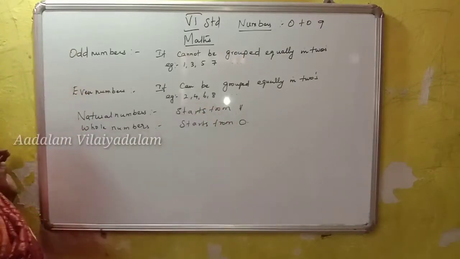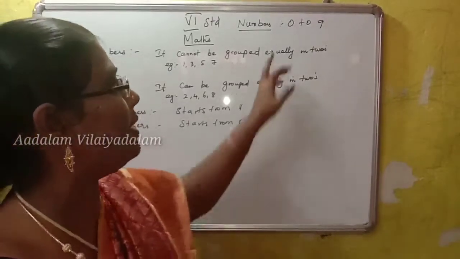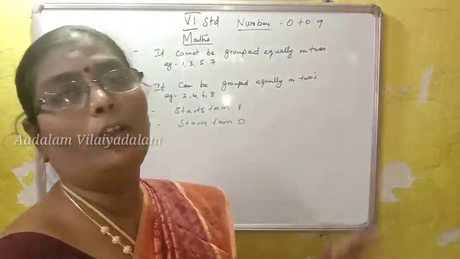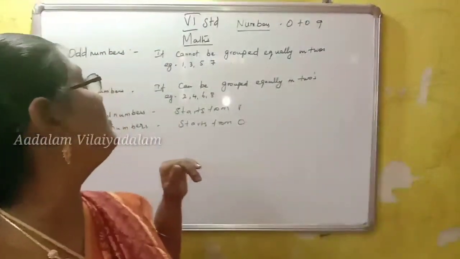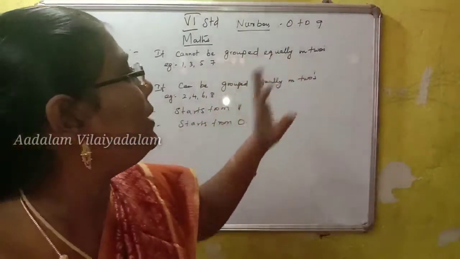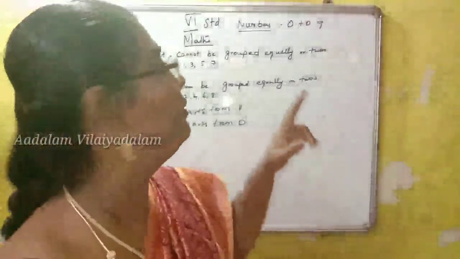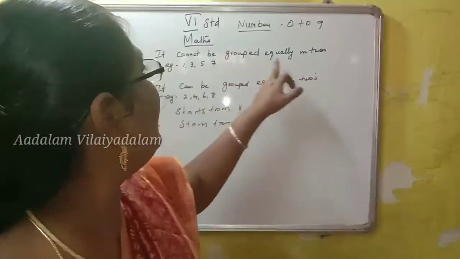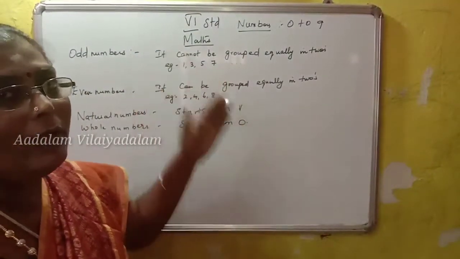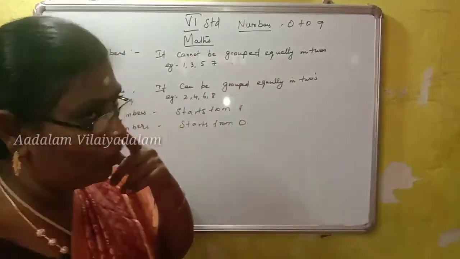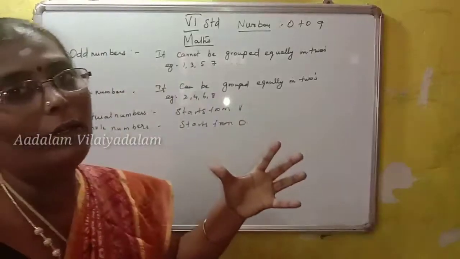Okay, and then in that we have odd numbers and even numbers. In the numbers from 0 to 9 we have combinations of odd numbers and even numbers. What is meant by odd numbers? Odd numbers cannot be grouped equally in twos. நம்ம 2 வந்து நம்ம ஈக்குவலாக வந்து குரூப் பண்ண முடியாது odd numbers. So it cannot be grouped equally in twos. For example, 1, 3, 5, 7, we write these numbers as odd numbers. And even numbers means it can be grouped in twos.